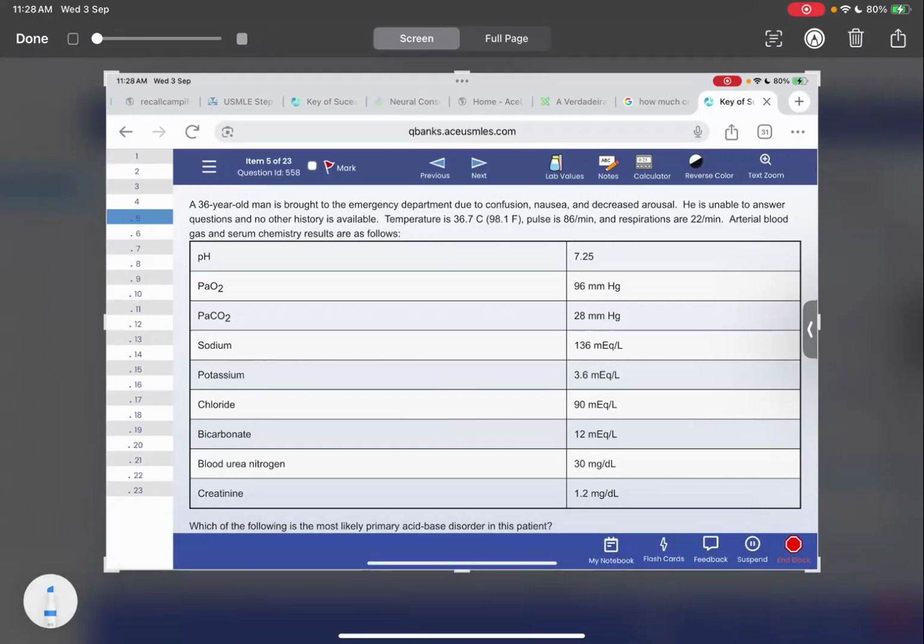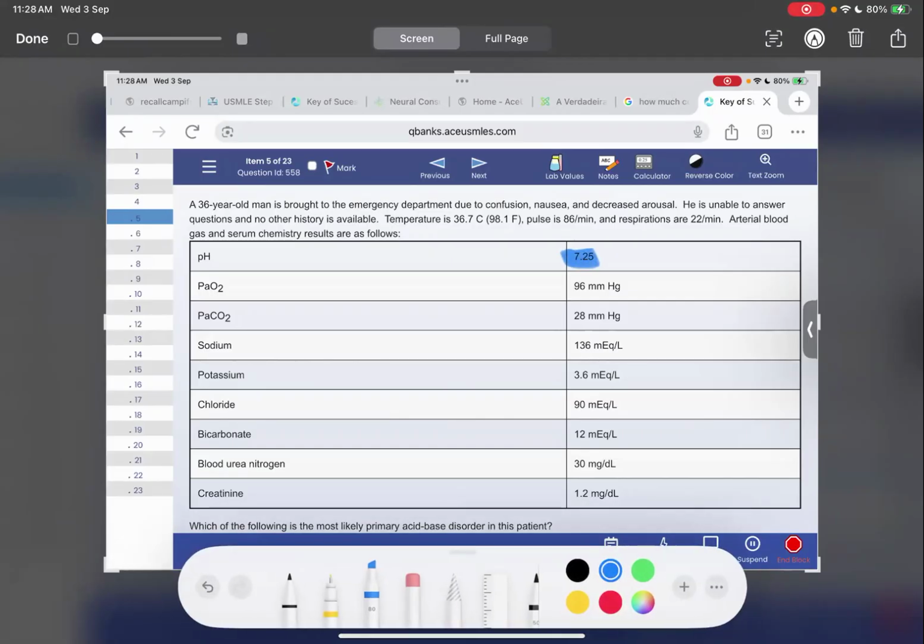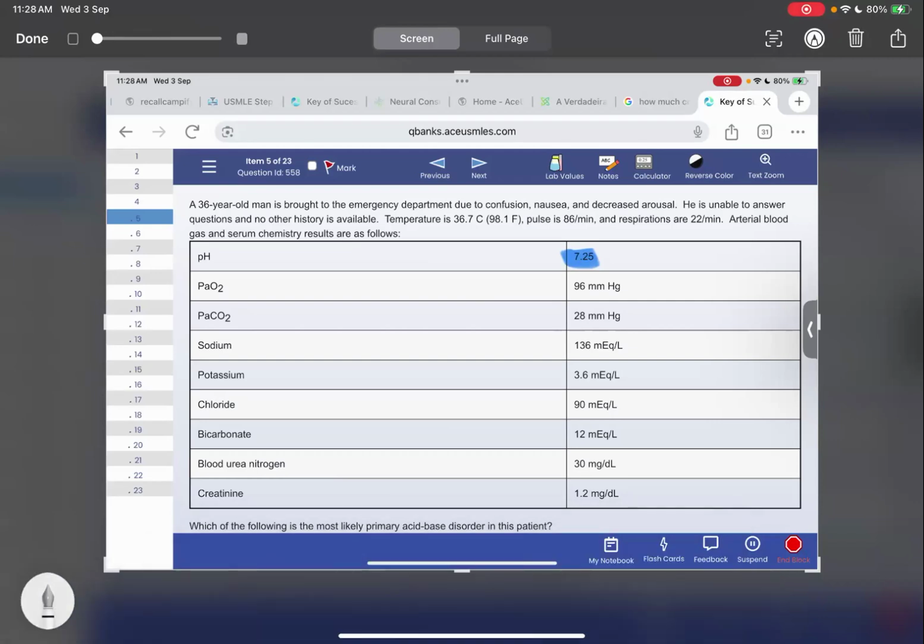We have a pH of 7.25, right? A 36-year-old with confusion, nausea, and decreased arousal. He is unable to answer questions and no history is available. Temperature is normal, pulse is normal, respiration is slightly increased. Arterial blood gas has given the values. Which of the following is most likely?